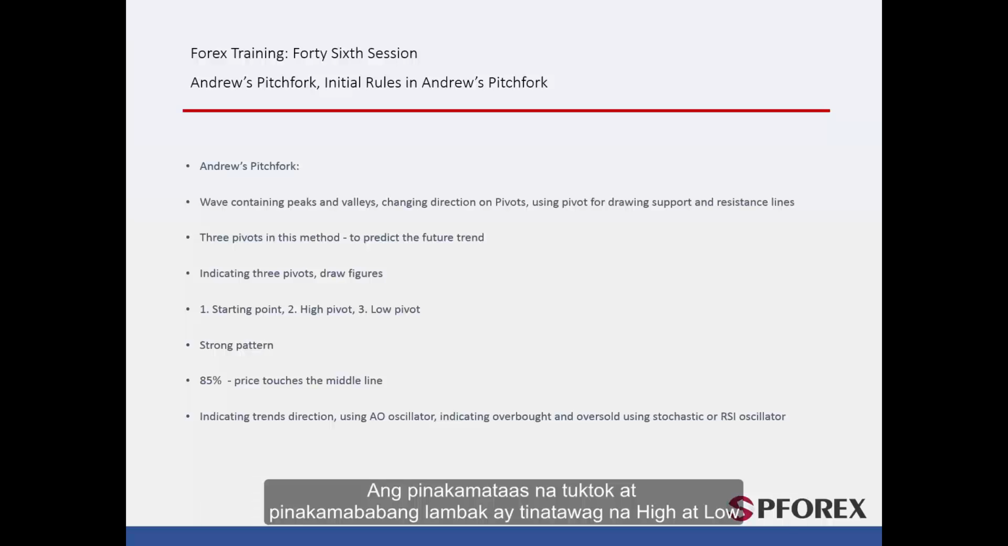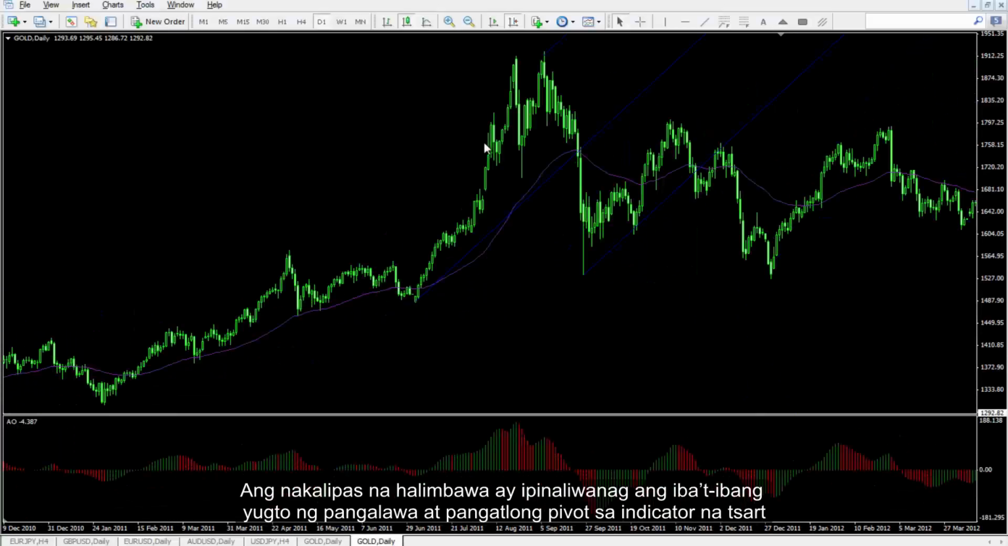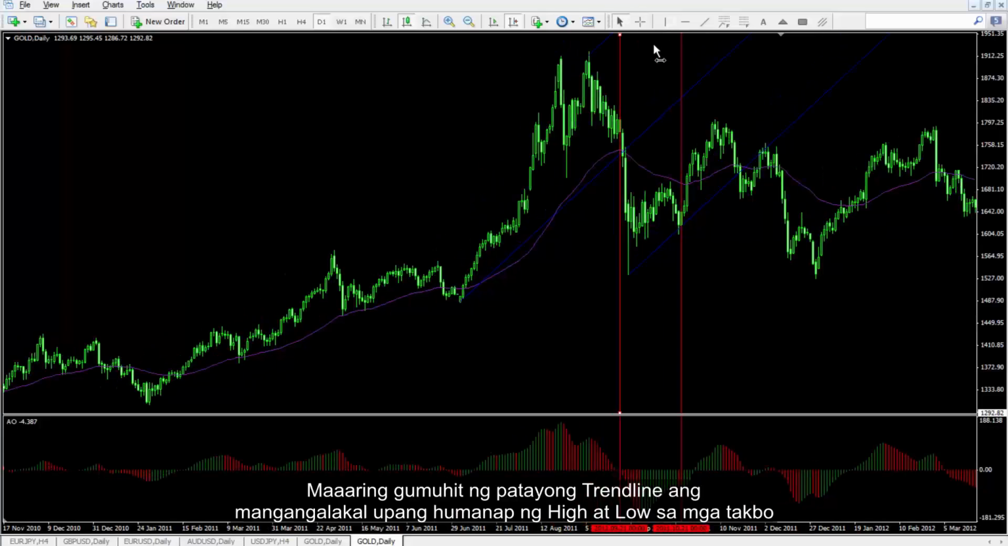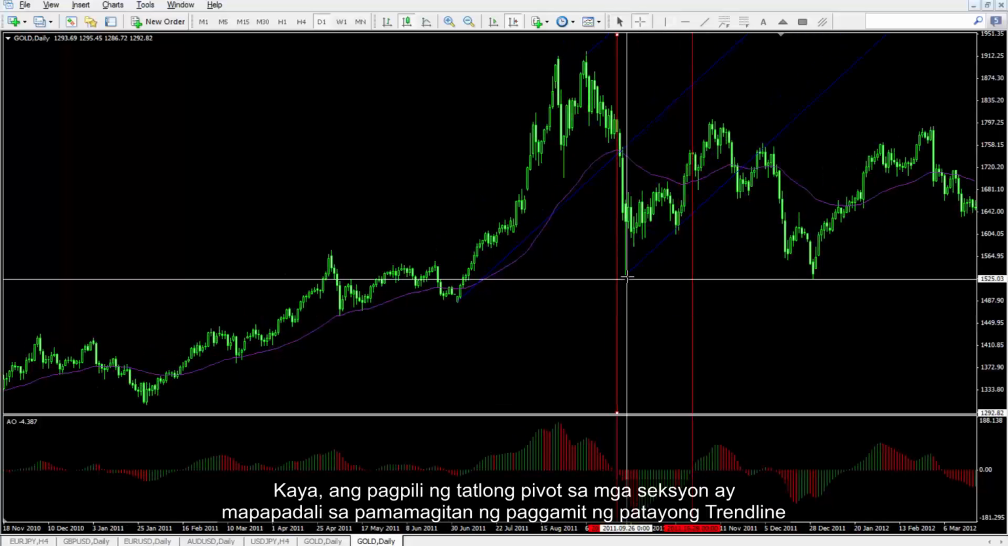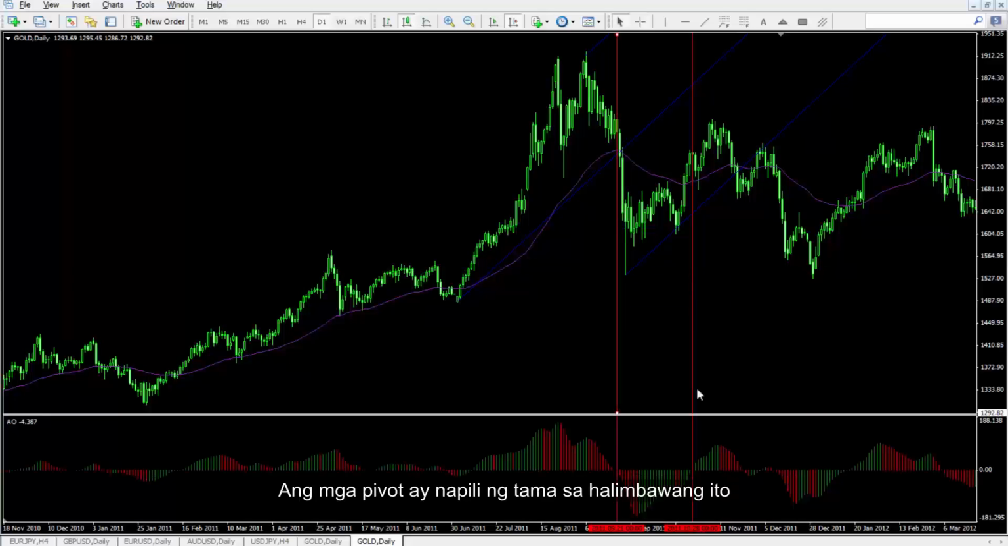The highest peak and the lowest valley are called high and low respectively. The previous example explained the different phase of the second and third pivots on an indicator chart. A trader can draw a vertical trend line to find high and low on trends. Thus, selecting 3 pivots on the sections can be eased by using vertical trend lines. The pivots are selected correctly in this example.